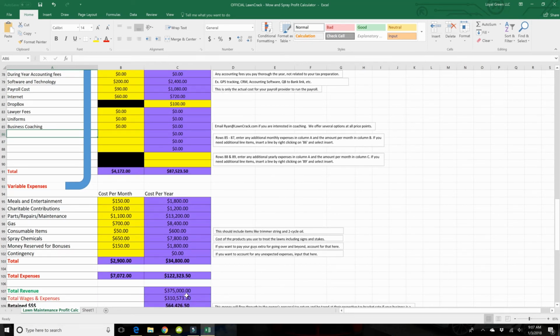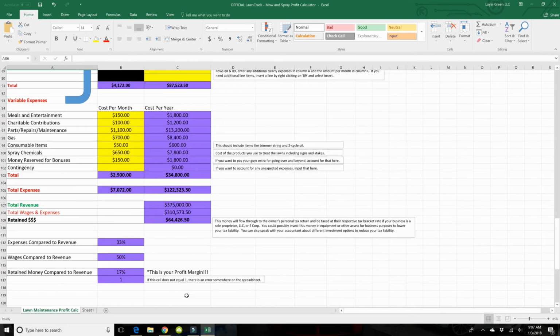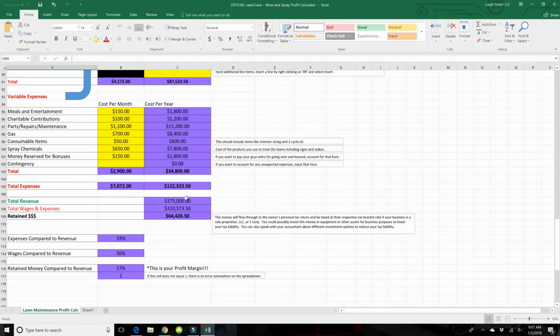So we come down a little bit, and we're to the bottom of the spreadsheet. So total revenue $375,000. That's mow crew plus spray crew. That's what I got. And then you add up the variable expenses, overhead expenses, and the wages. So $310,000 or so there. So that leaves $64,000 in the business as profit.